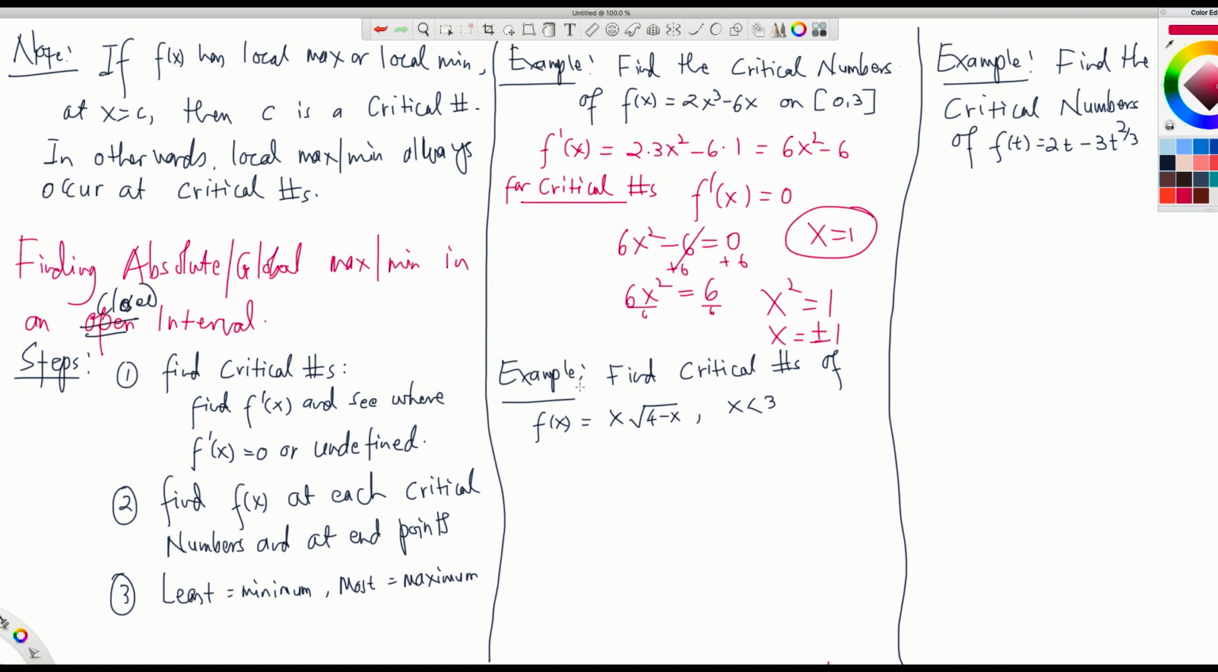Okay, next example. Find the critical numbers of f(x) equals x times the square root of 4 minus x.